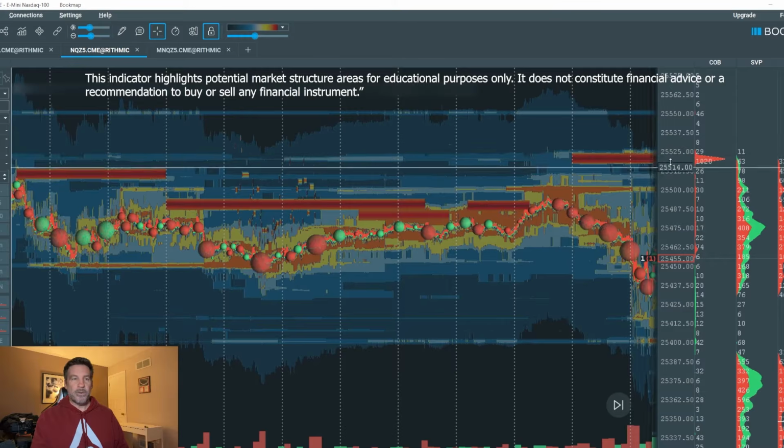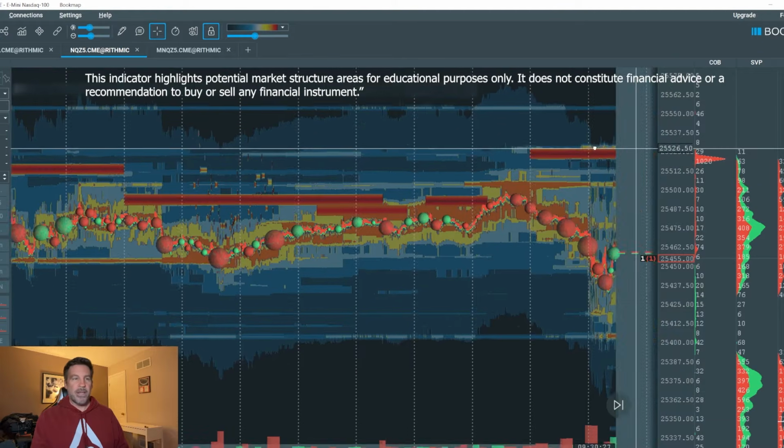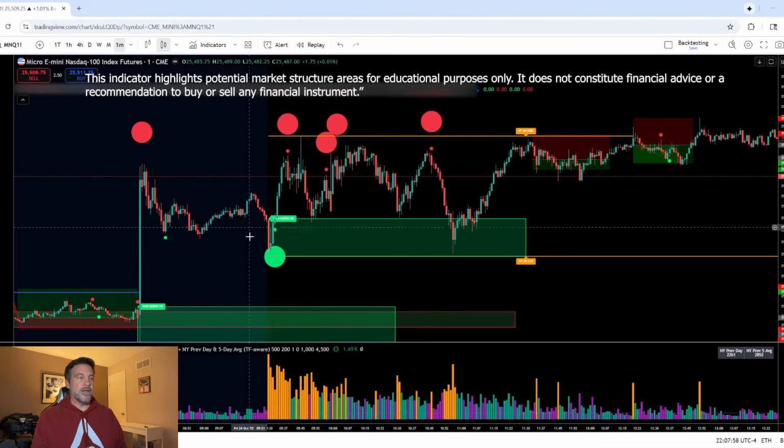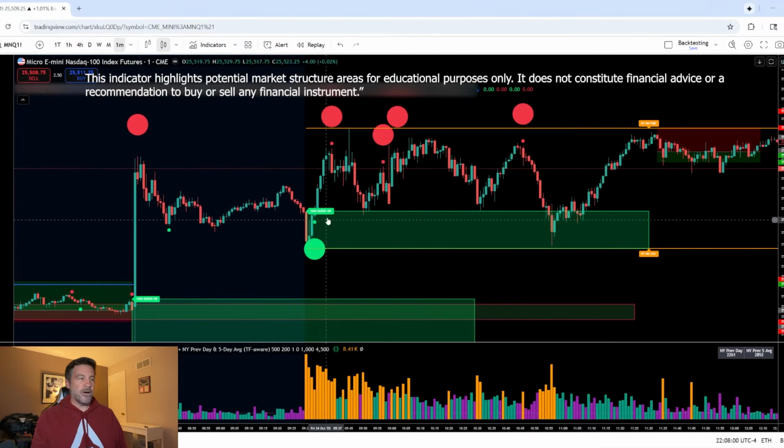If I back this up a little bit, you can see these resting orders up here. And if I scroll over here, you can see the price shoots right up. If I come over to the indicator, it picked right up on that, right here on this green bubble.